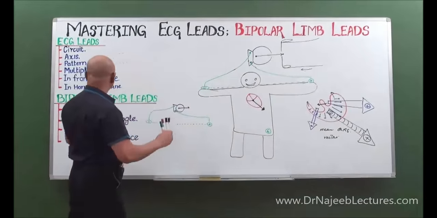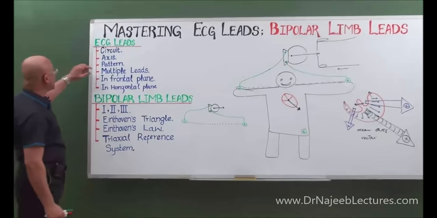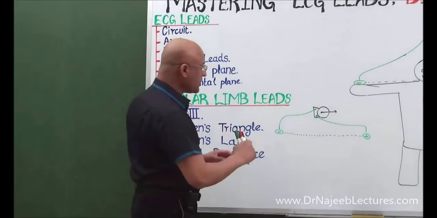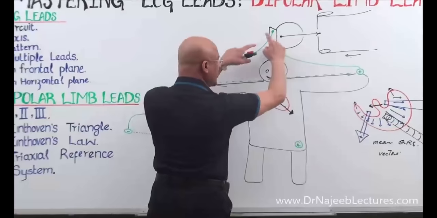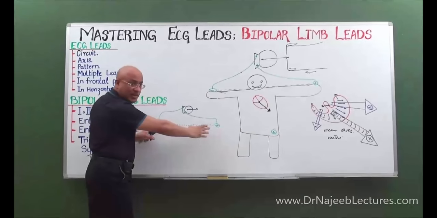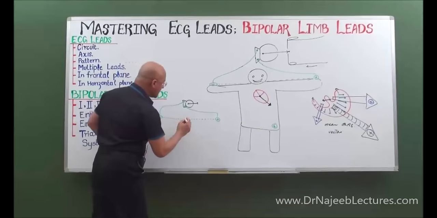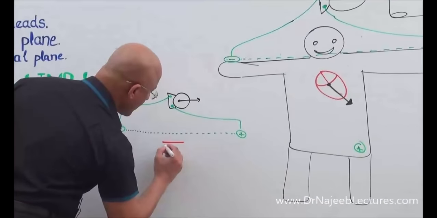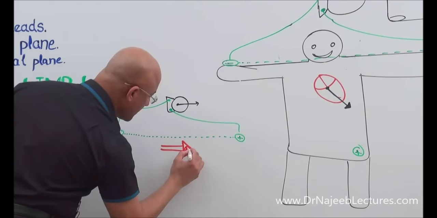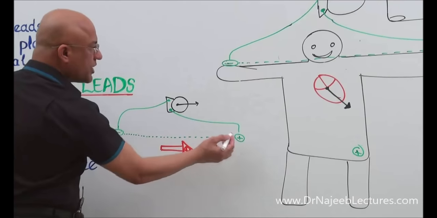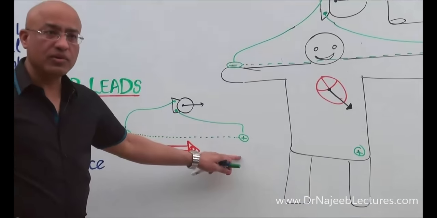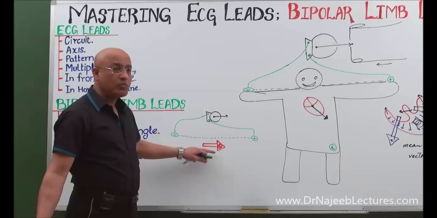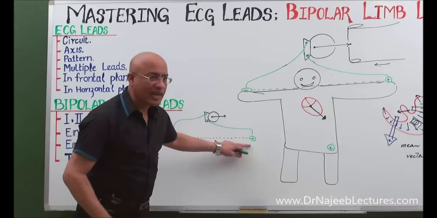Now, the next concept that you must be clear about is the pattern of the lead. Let me explain this. First, we take a simple example. I have moved this circuit from there to here. Let's suppose in your heart an electrical vector is directed like that. Here, the positive charges, the wave of depolarization, are moving towards the positive electrode. Or we can say the positive wave of depolarization is moving towards the exploring electrode.